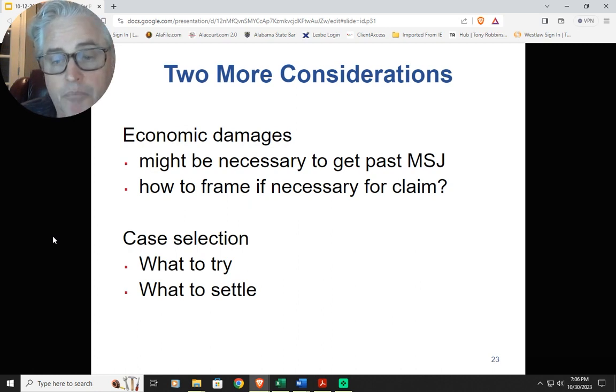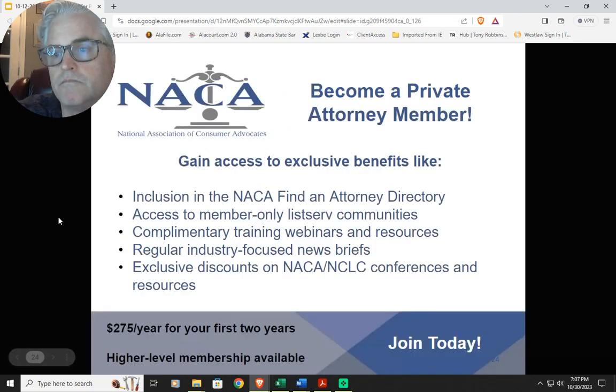Settle the cases that have problems. Settle the cases that have warts. Cases that have clean facts and good facts, take those to trial. Take the ones that no one can defend to trial. Take the ones where the wedding photos and the baby photos and the graduation photos are all taken. Those are the ones that you want to try.